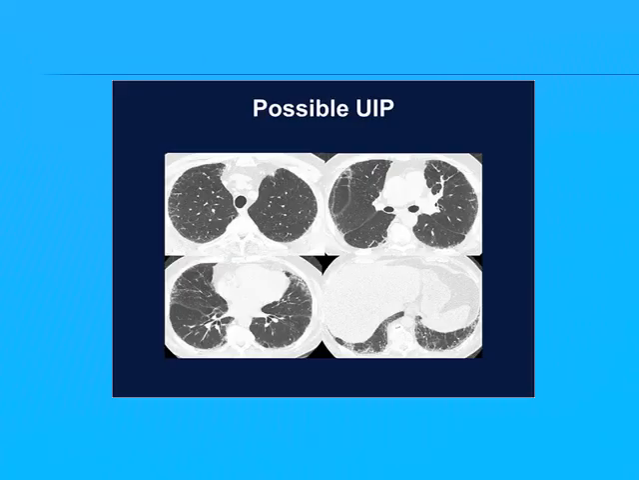This is the possible UIP pattern, and this is very important, as I've told you. You can see just reticulations at the subpleural region in the lung bases. You don't see honeycombing, and you don't see extensive ground glass opacities. Once I see this pattern, I report this is a possible UIP pattern. It could be early UIP or early NSIP.